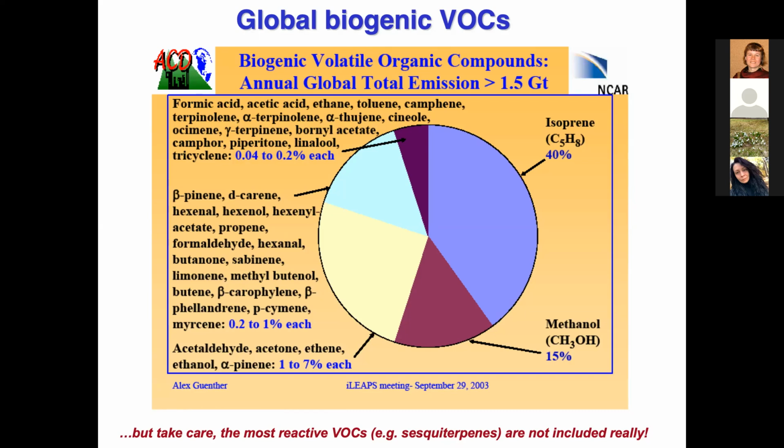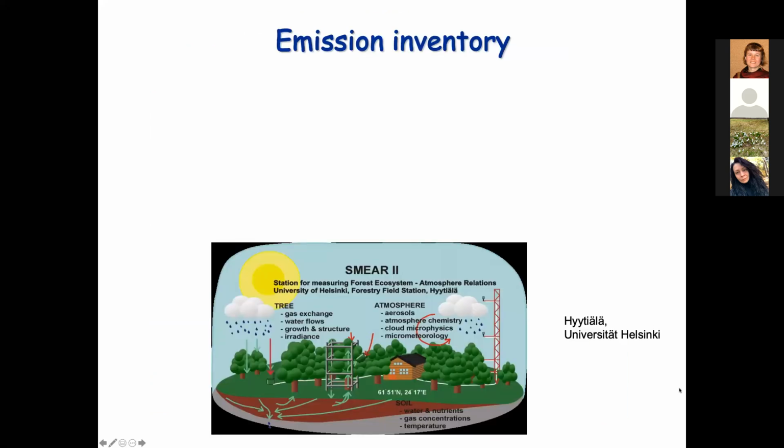So, emission inventories. Where do we get these numbers from? I mean, we know they're coming from the forest, but that doesn't help us. We need to have numbers in the models. We need to quantify this. How much is really coming out from the tree?